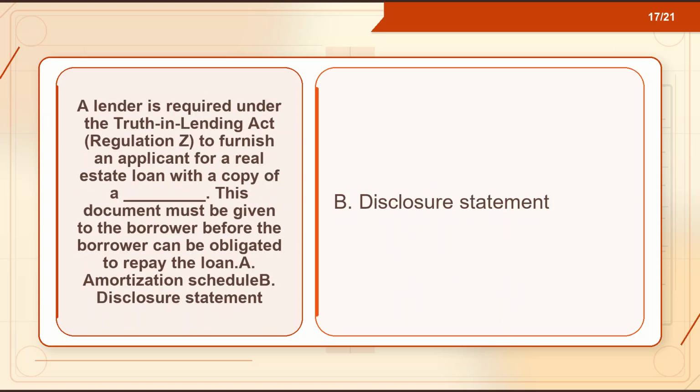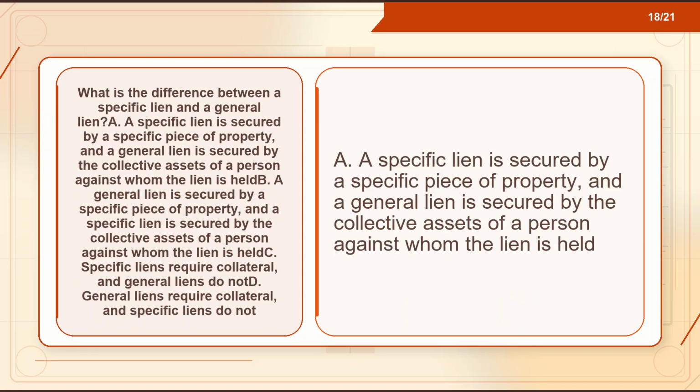Flashcard 17. Term. A lender is required under the Truth in Lending Act, Regulation Z, to furnish an applicant for a real estate loan with a copy of a blank. This document must be given to the borrower before the borrower can be obligated to repay the loan. A. Amortization Schedule. B. Disclosure Statement. Definition. B. Disclosure Statement.